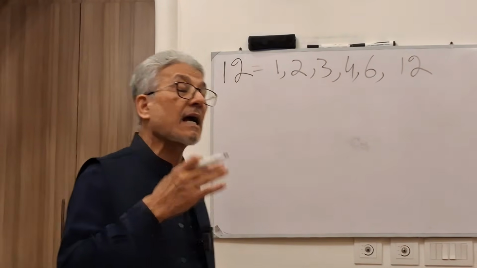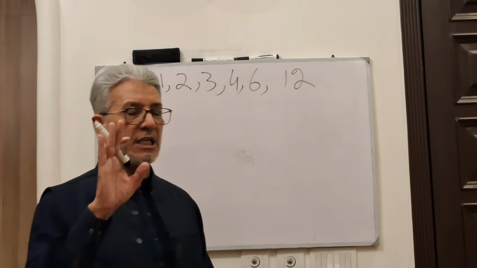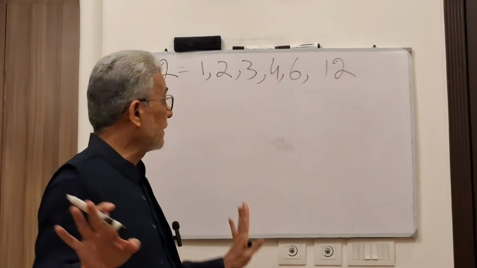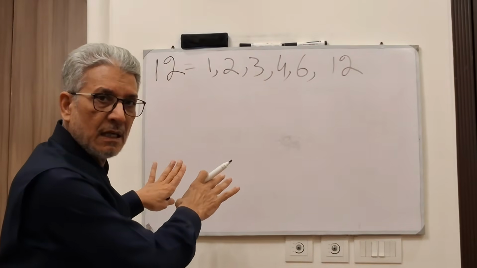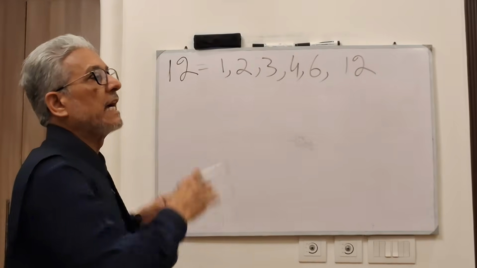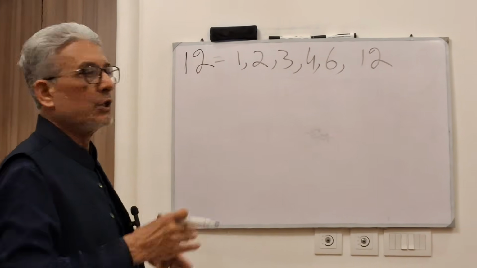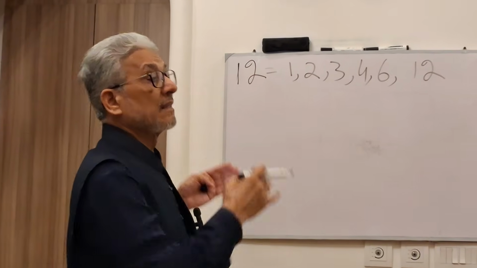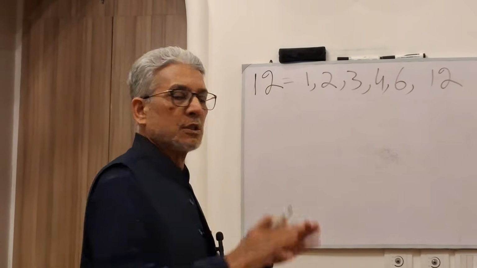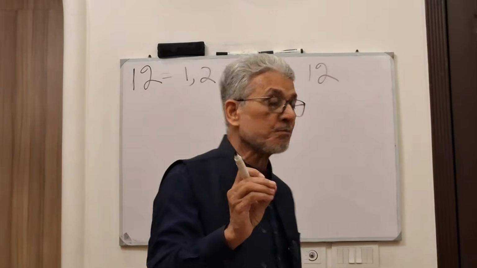Now, how can you find the factors of a number? There are 3 different ways. One is clean division, which we have just done. That is called clean division. You divide 12 with 1, then you divide it with 2, then 3, then 4, then 5. You will see the 5 is not a factor. Then 6, 7, 8, 9, 10, 11, 12. So this is clean division method. So you can find the factors by dividing.